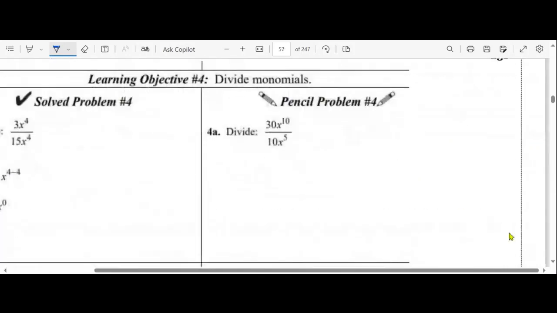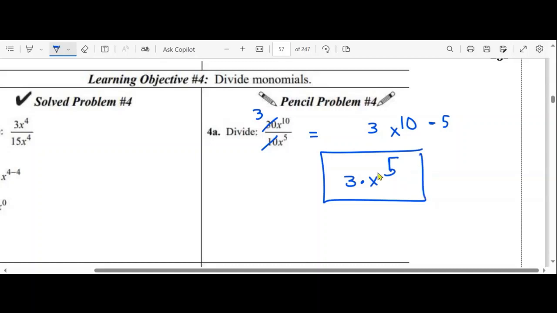To division. For example, here I have 30 over 10. Cancel the 10 with the 30. What do you get? 3. And then we have x to the power of 10 minus what? Minus 5. Because the smaller power goes from the bigger power. So 3x to the power 5. Yes. So it's going to be 3 times x to the power of 5. That's the final answer. Easy?